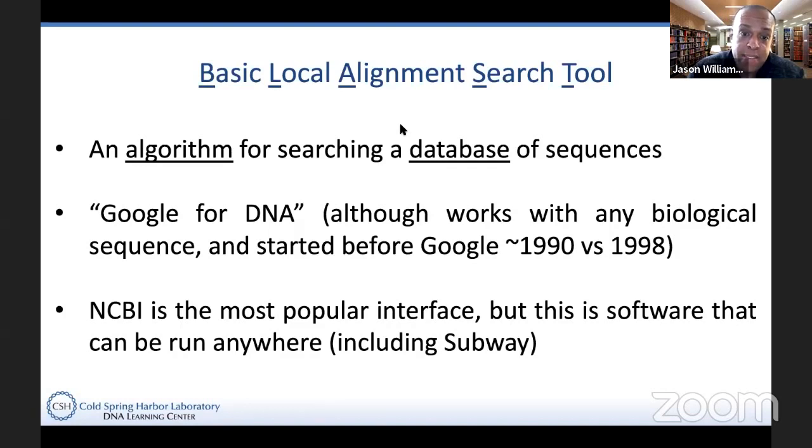NCBI is the most popular interface for BLAST, but BLAST is actually software that you can run anywhere. So don't confuse NCBI with BLAST. NCBI is one way to use BLAST, but you could actually use it on DNA Subway, or you could use it in the Linux command line if we get into one of our advanced courses.